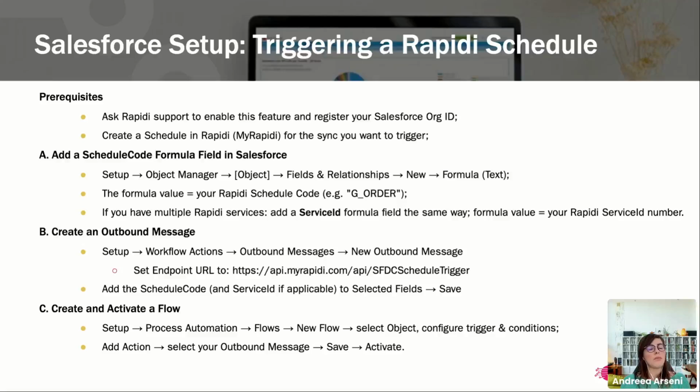Step number two is to create a schedule in Rapidi. This is where I get so many questions. Even though you go for an instant sync from Salesforce to a different system, you still need to create a schedule. You just create it as usual. Let's say you run it every hour, and then you leave it as it is. That's the schedule your trigger will use to send data to the other system. The schedule has to exist before setting up everything in Salesforce.